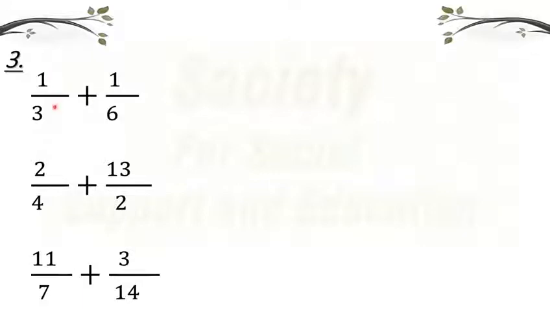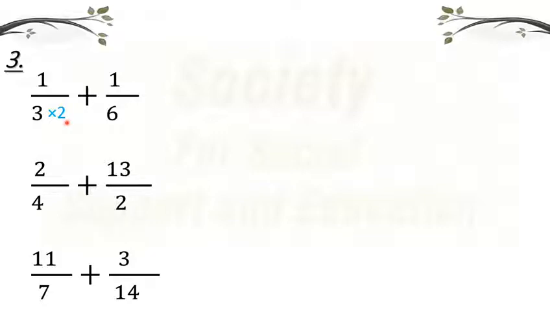Now let us start with exercise number 3. 1 over 3 plus 1 over 6. Here I have different denominators. I have to reduce to a common denominator. How? Is there any number I multiply it by 3 and gives me 6? Yes. 3 times 2 equal to 6.